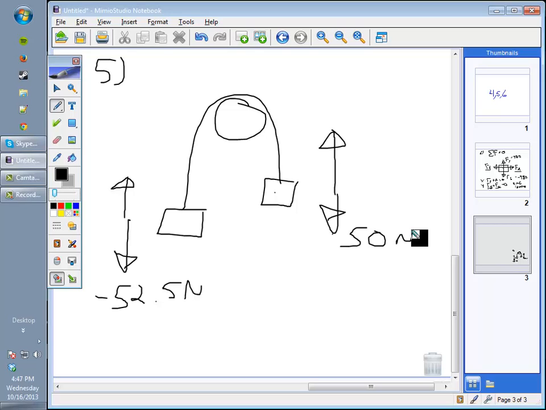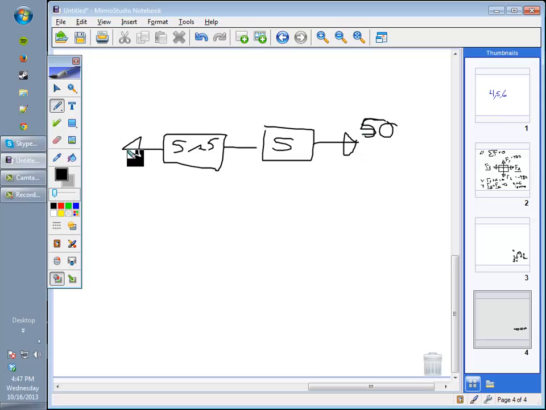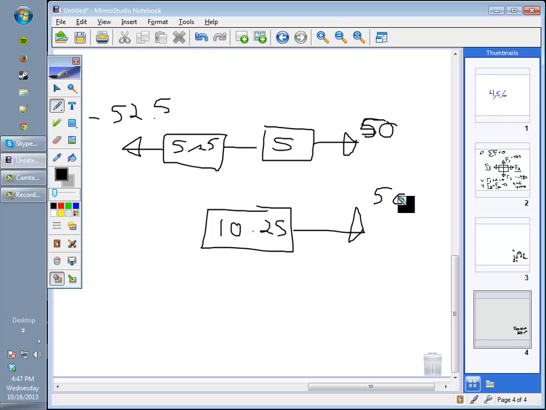Alright, so I'm going to redraw this problem. I'm going to say I've got a 5.25 kilogram block connected to a 5 kilogram block with 50 newtons pulling right and 52.5 pulling left. And so this is just my simplification. I'm going to simplify it even further by saying I've got one block that's got a mass of 10.25 with 50 right and 52.5 to the left.